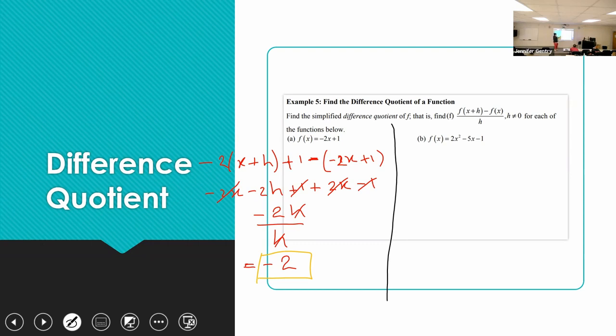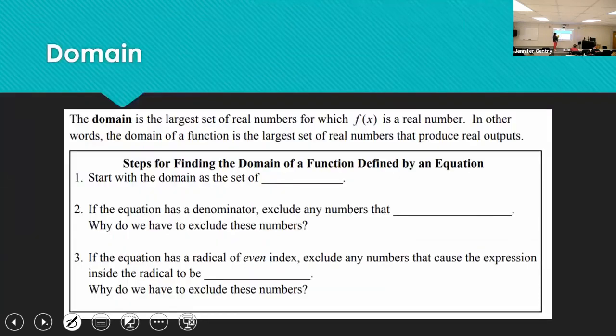So let's see. The domain is the set of real numbers for which f of x is a real number. In other words, the domain of a function is the largest set of real numbers that produce real outputs. When I say real outputs, what's the opposite of a real output? A non-real. What would be a fake? Divide something by 0, right? That's a fake. What else is a fake?